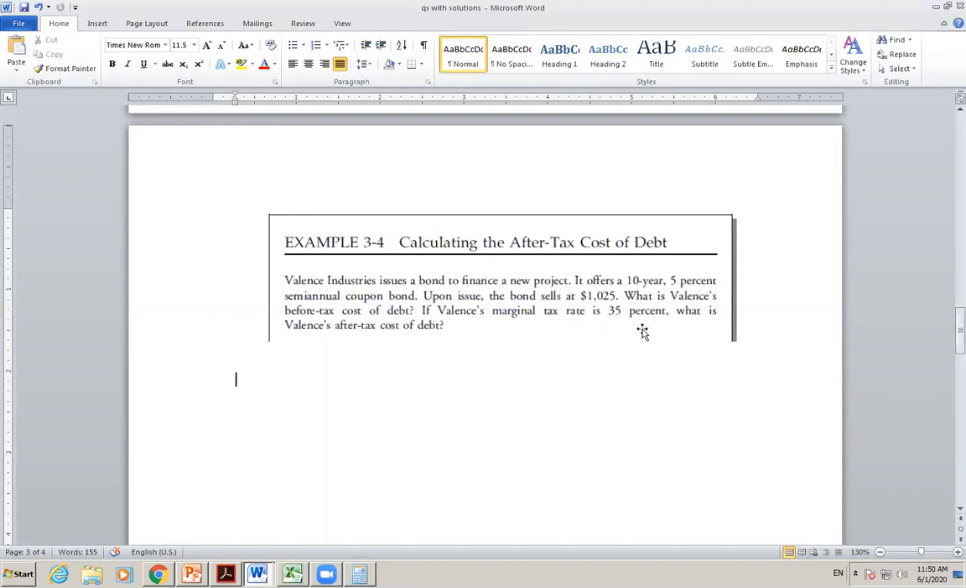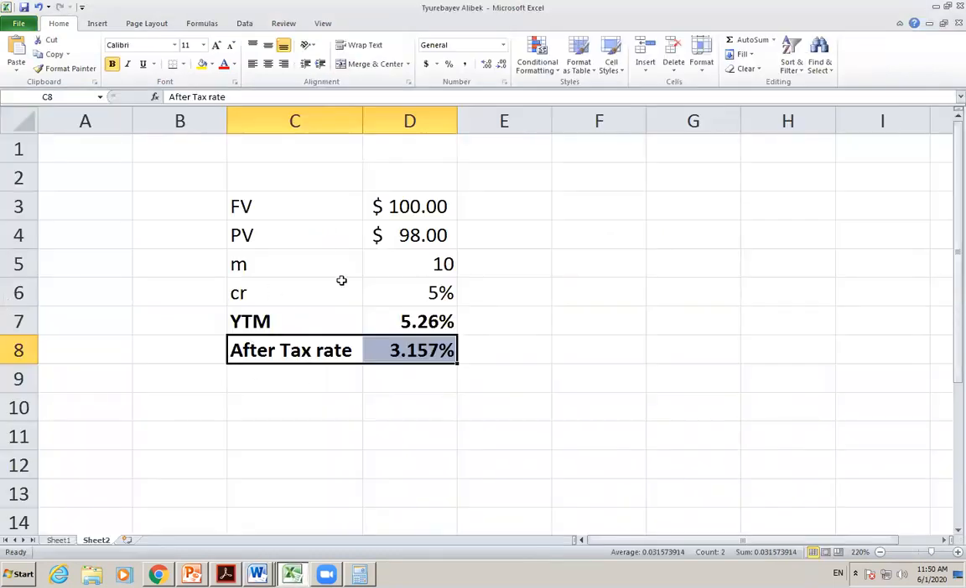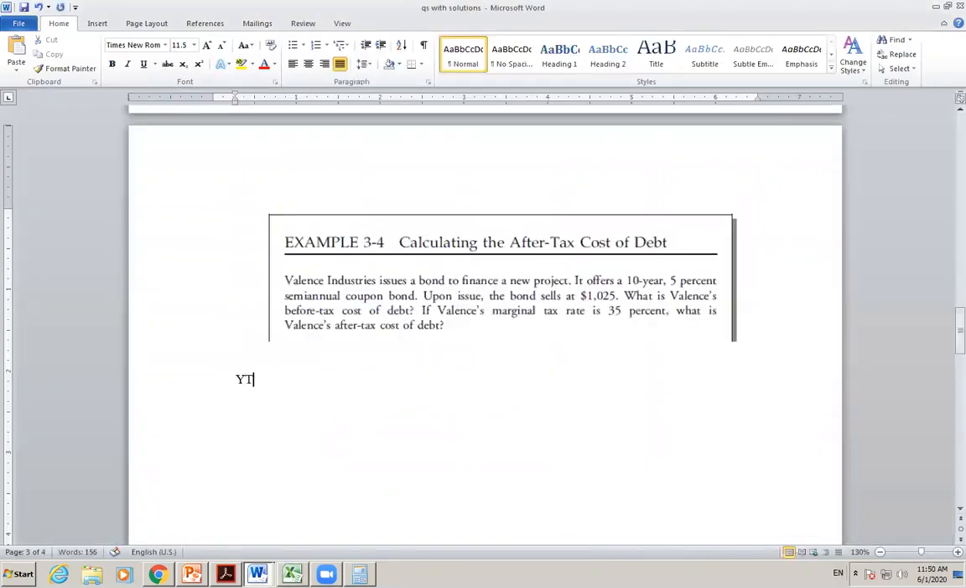And Valence's marginal tax rate is 35%. So it's the same thing. You're asked to calculate the cost of debt using the YTM approach, okay? So everything is given to you. You can use the financial calculator, but I'm not going to use it. I'm just going to give you directly: the YTM is equal to 4.64%. This is before tax.